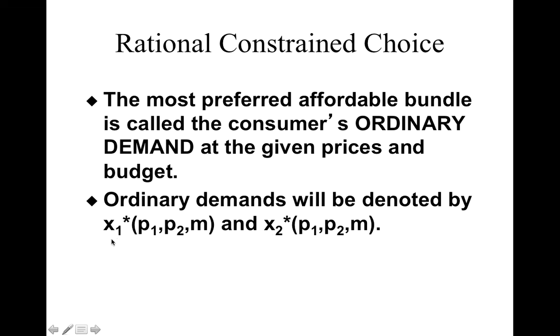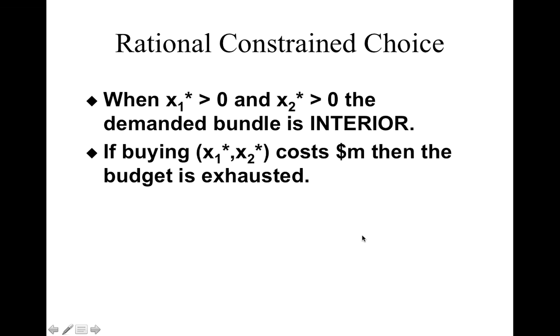If you're mathematically inclined, it basically means that x1 star is a function of price of x1, price of x2, and the total income that is available. Similarly, x2 star is a function of price of x1, price of x2, and m, which is the total income available.